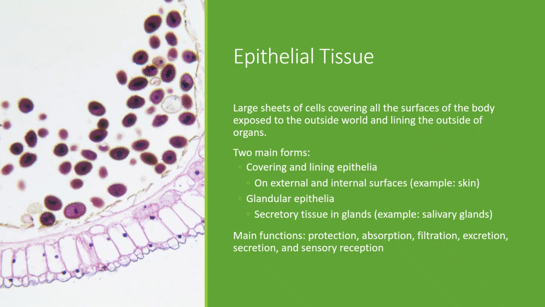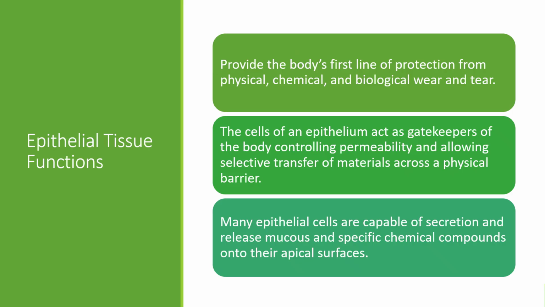The main functions of epithelial tissue are protection, absorption, filtration, excretion, secretion, and sensory reception. So what does the epithelial tissue do? It provides the body's first line of protection. It keeps the outside out and the inside in. It protects you from physical, chemical, and biological wear and tear. The cells of an epithelium act as a gatekeeper of the body, controlling permeability and allowing selective transfer of materials across a physical barrier. And many epithelial cells are capable of secretion and release mucus and other specific chemical compounds onto their apical surfaces.